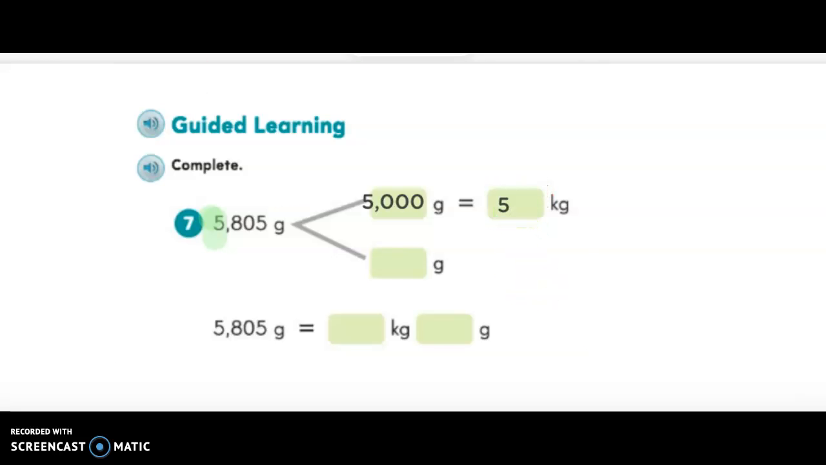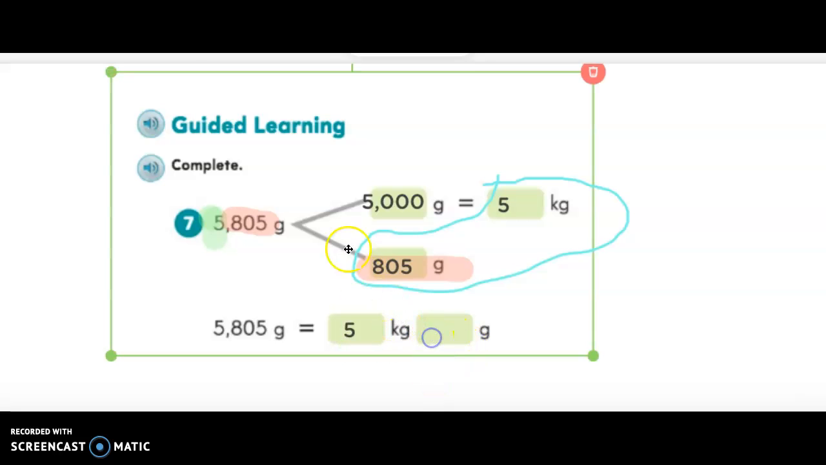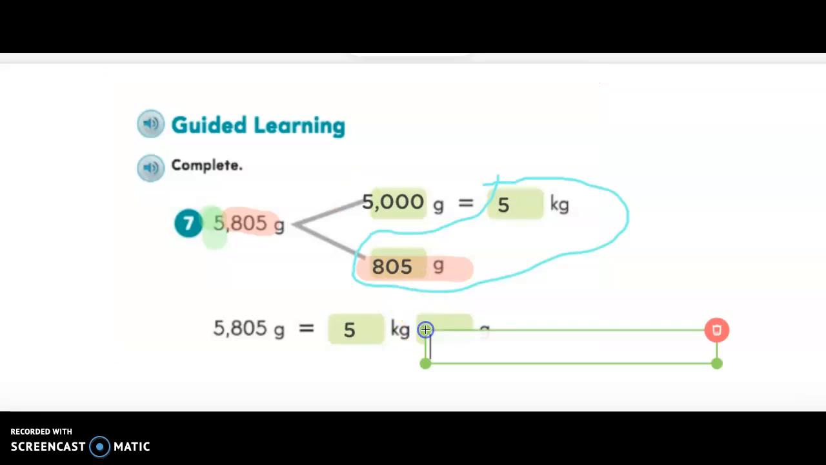And then we can't forget about the other part, the 805 grams, and that stays over here. We still want to make sure that we are including that part in order to get the correct answer. So that's going to go right there. And then finally, our last job is to put these together after we have done this conversion. So our final answer would be 5 kilograms and 805 grams.